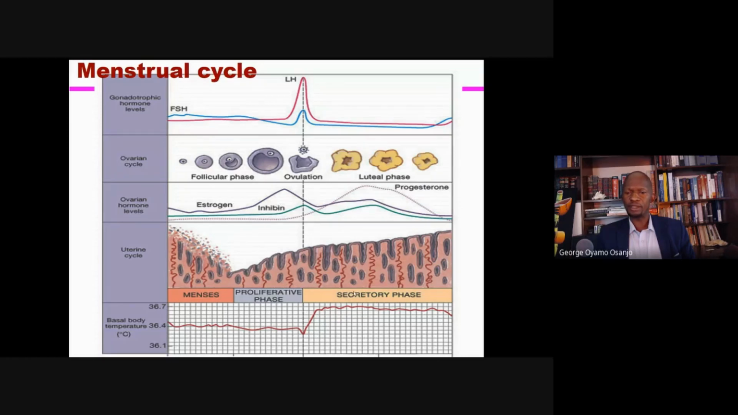The next phase is what's called the secretory phase, and the secretory phase follows ovulation. Ovulation usually happens on day 14. You can see there on day 14. And the secretory phase is characterized by the presence of both estrogen and progesterone. Progesterone is produced by the corpus luteum. You can see up there. We'll look at the ovarian phase in a moment.